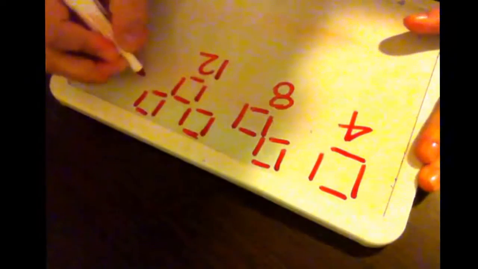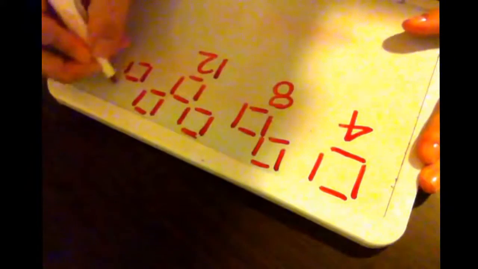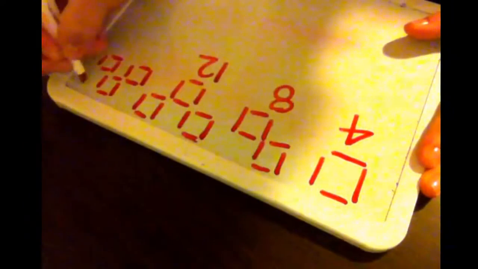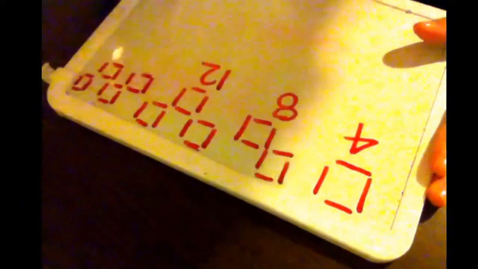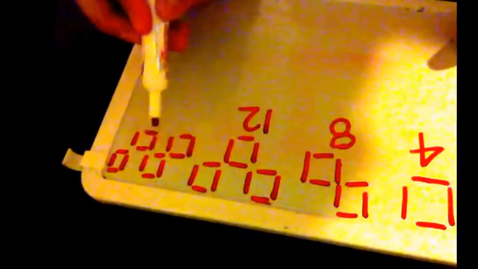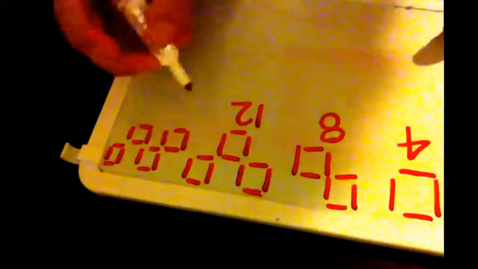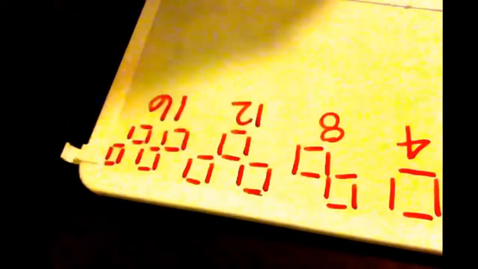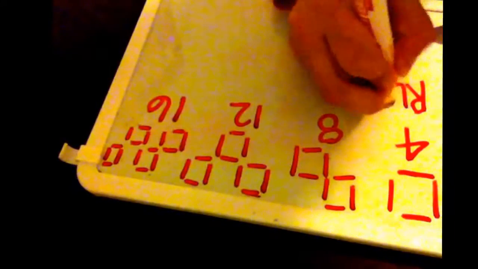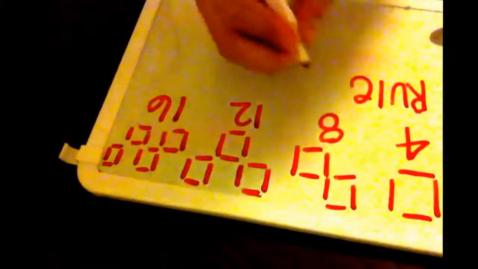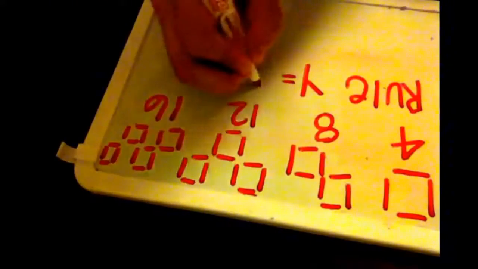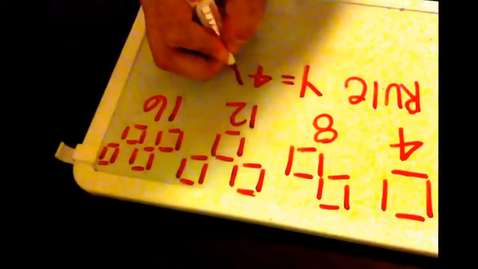So to make our next pattern, we're just going to add 4. So we're just adding another box. So we have 1, 2, 3, 4, 5, 6, 7, 8, 9, 10, 11, 12, 13, 14, 15, 16. 16. Now we need to find out what the rule is for our pattern. And our rule is that since we added 4, it's going to be y equals 4x.